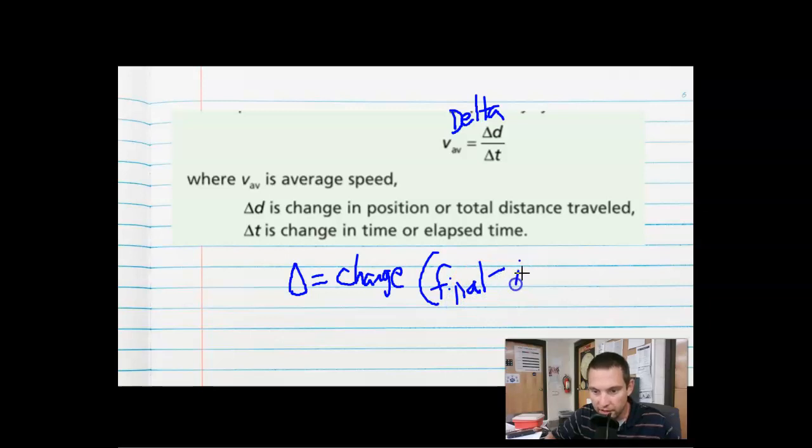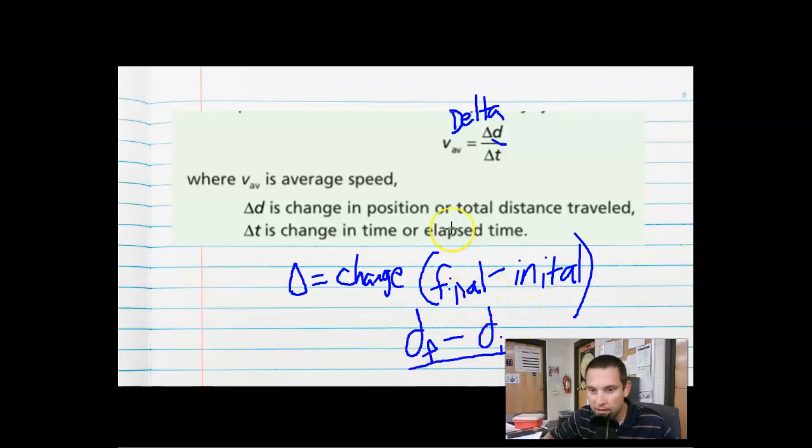Final minus your initial, or your starting. Whatever it is, initial. Okay, so if we're looking at position or distance traveled, as we are here, it's going to be our final position minus our starting position, or the initial position, divided by delta t. Delta means change, and change means final minus our starting.